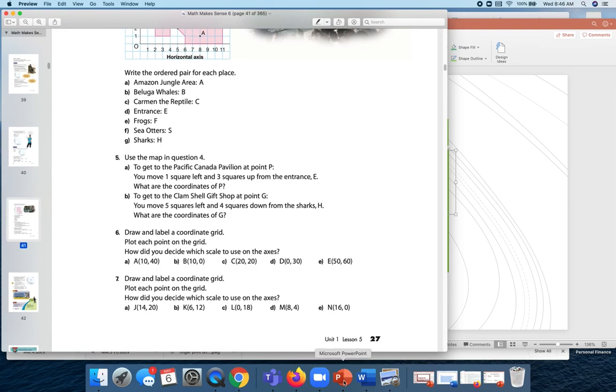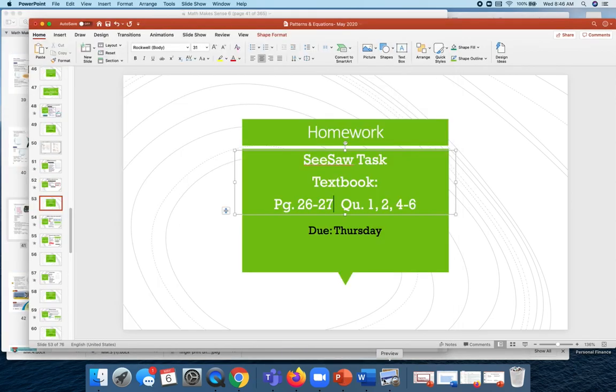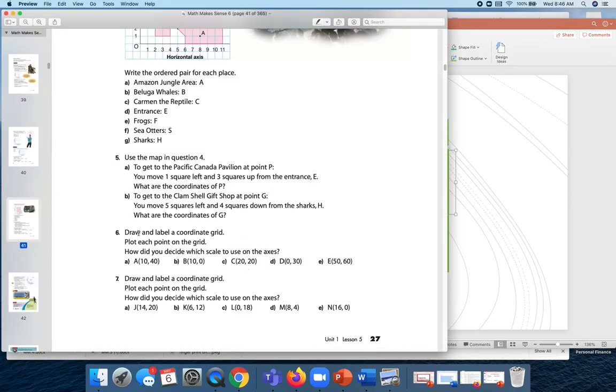Oh wait, did I ask you number 6? I definitely want you to do number 6. For number 6, draw and label a coordinate grid. Plot each of the points on the grid. How did you decide on the scale to use for the axis? I'm going to give you a hint right now. Do not take up your entire page. Look at this over here, 50 and 60. Do not draw 50 squares across and 60 squares up. That's ridiculous.